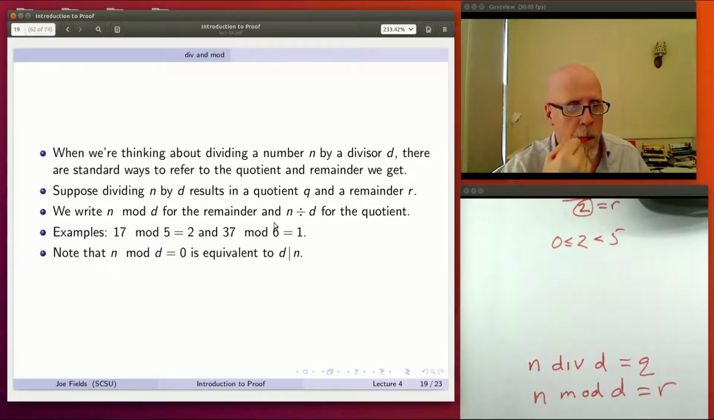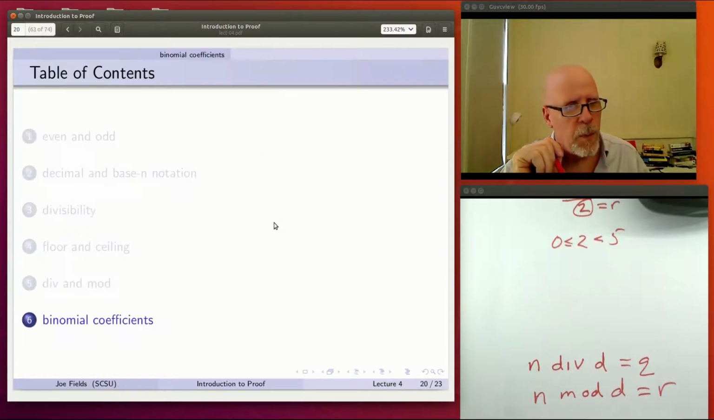Notice that I haven't given you examples of div. It's because div is actually used very seldom. I mean, you can put it in there if you like, but 17 div 5 would be 3, that we got before. 37 div 6 would be 6. But we don't see them very often, so I'm skipping that.